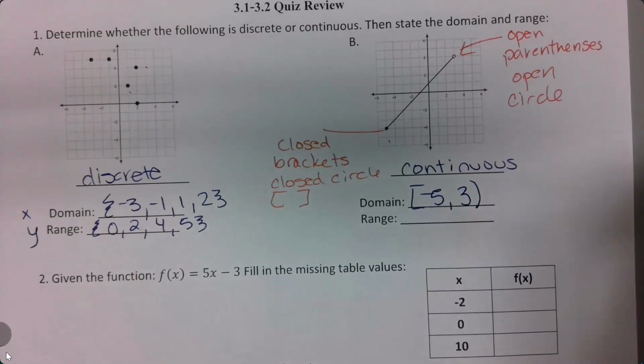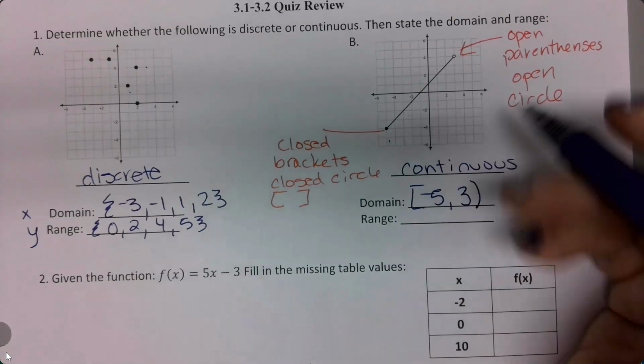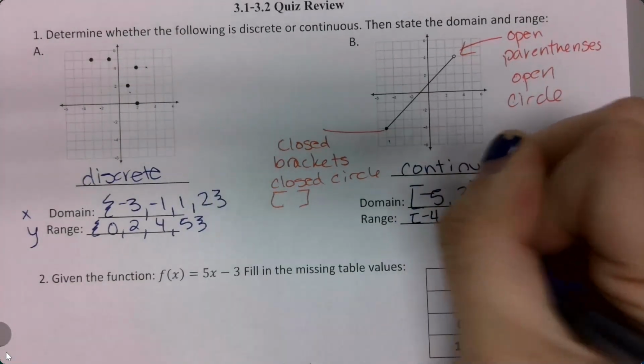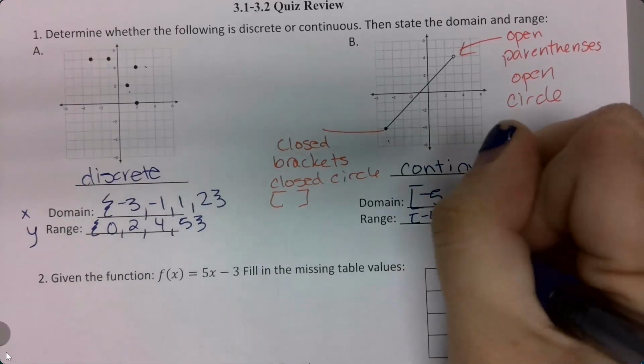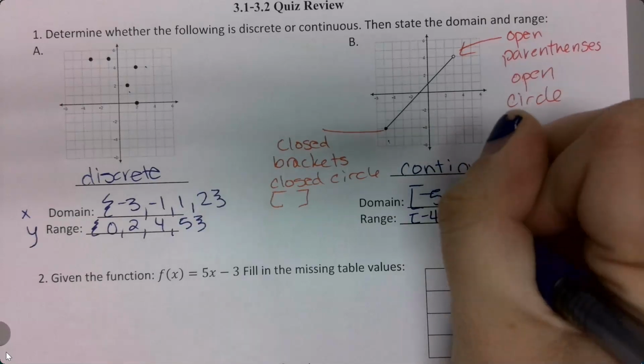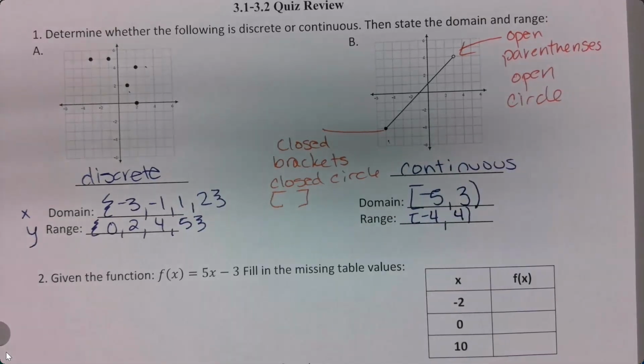My range here is my y value, so my low y value is -4. Again, I'm going to use the closed bracket because it's a closed circle. And then it goes all the way up to +4, which I'm going to use a parenthesis because it's an open circle.